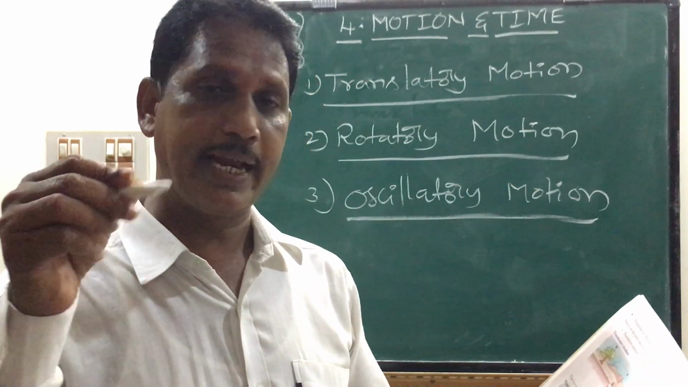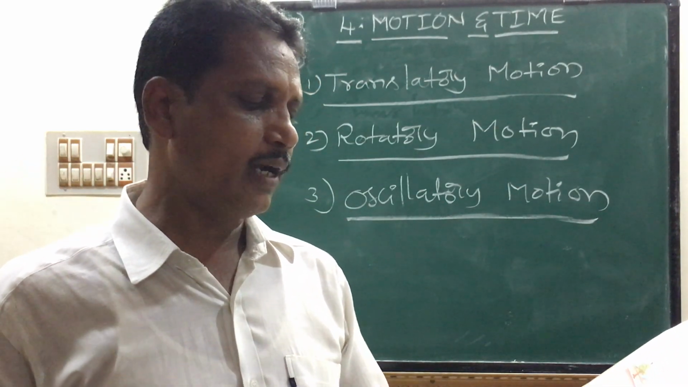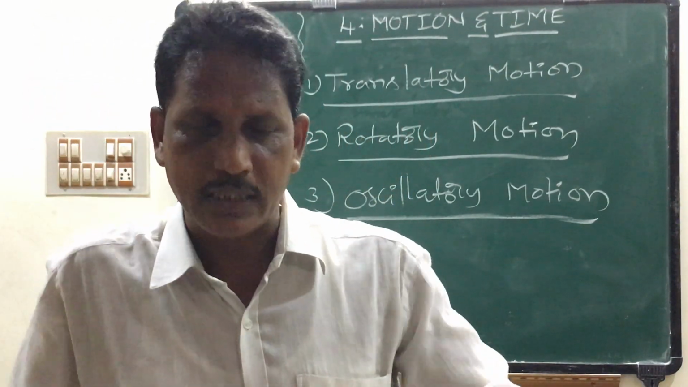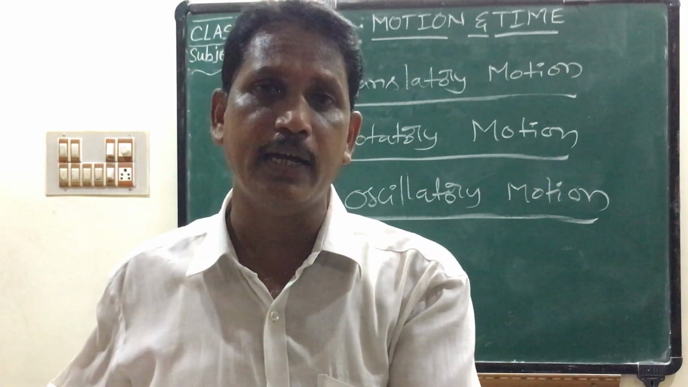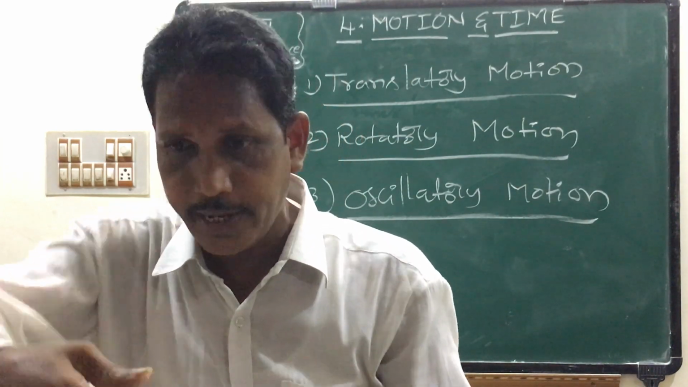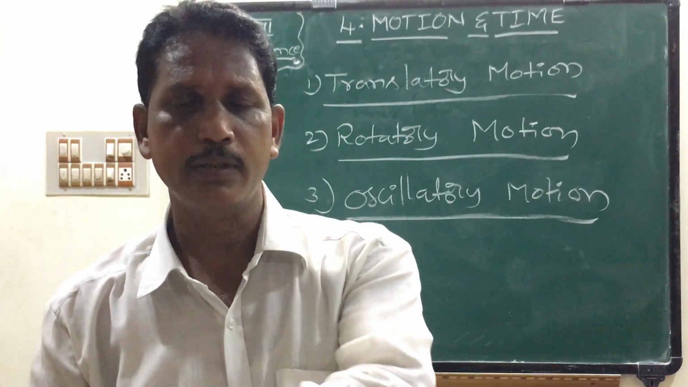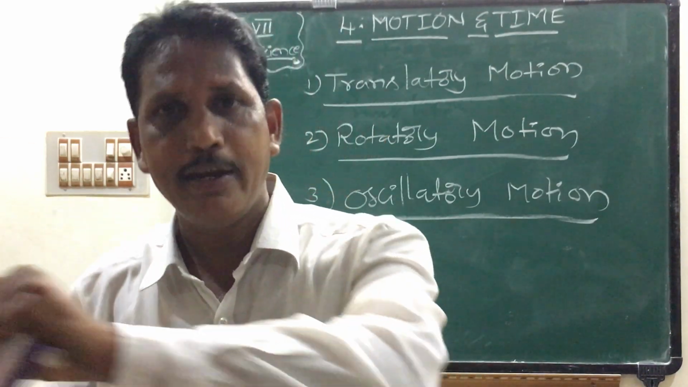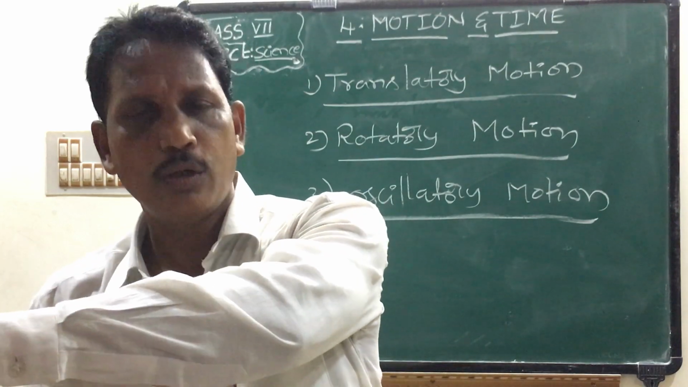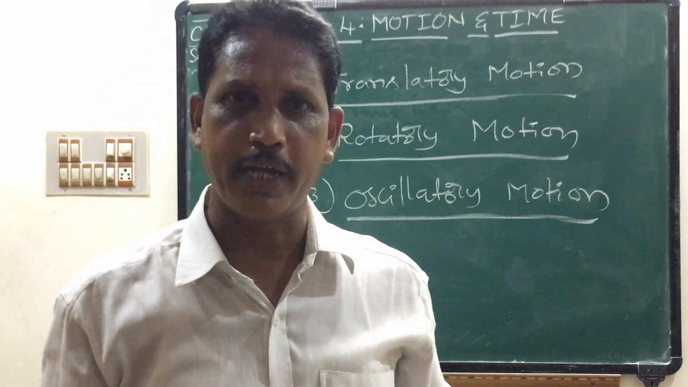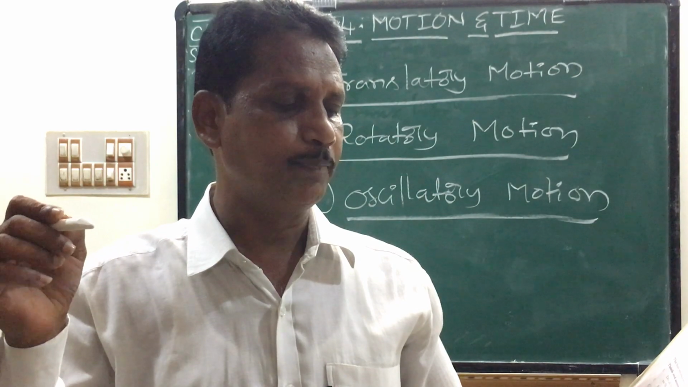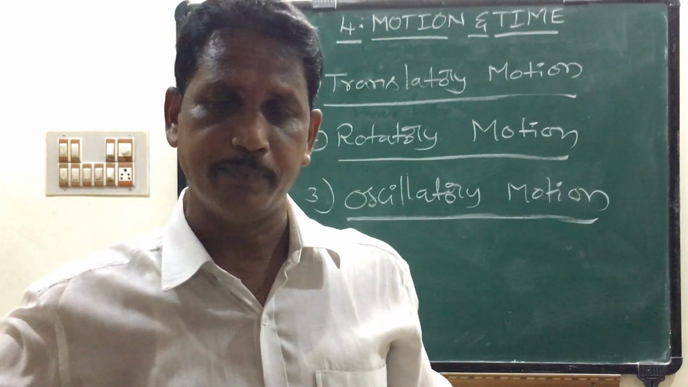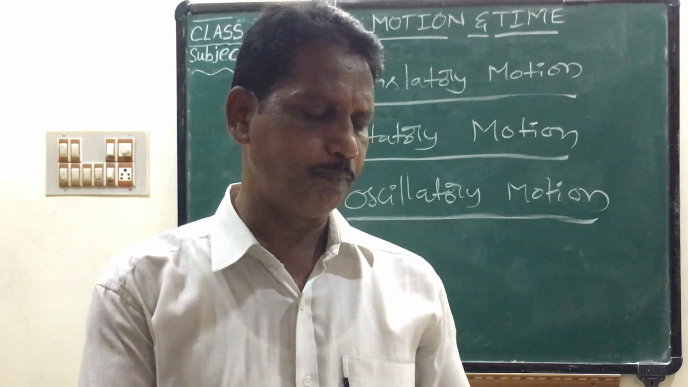Tick the straight line. Car taking a turn on road. Is it straight line motion or a curved line motion? Car taking a turn on road. So the car is in curved line motion. Taking a turn, so the car is in curved line motion. Tick the second one, curved line.